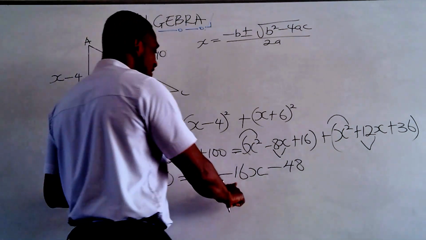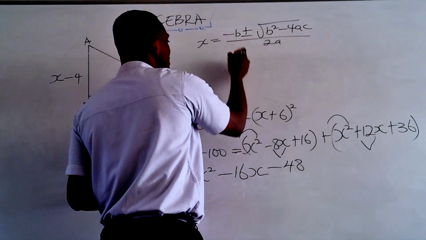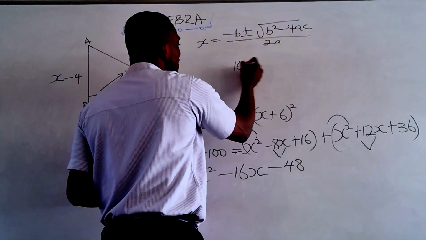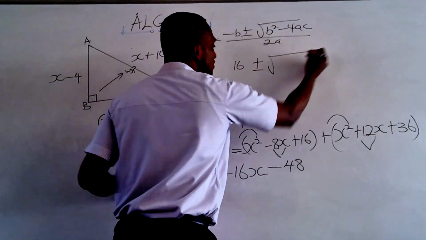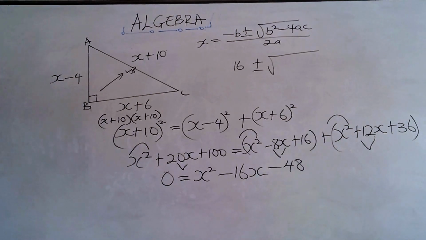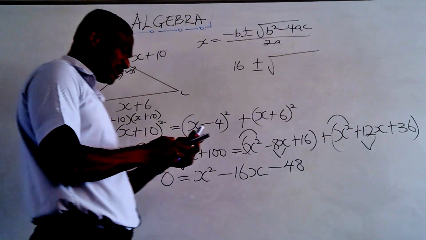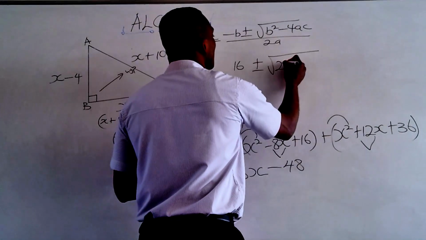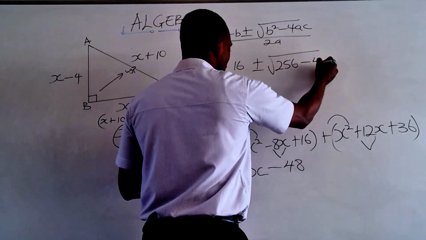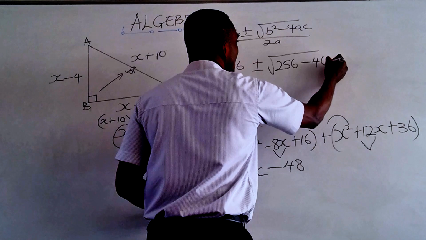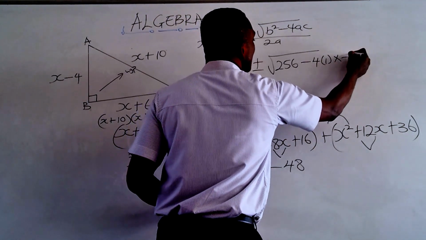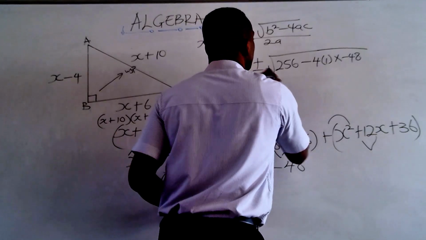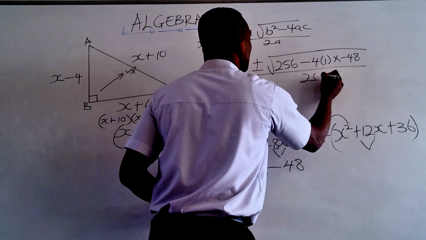Now let's look at this. Minus b, where b is 16, minus 16 is 16, plus or minus square root of 16 squared. So if we have 16 squared, we have 16 times 16. That gives us 256. We have 256 minus 4 times 1, which is our a, times negative 48, which is our c, all over 2a, 2 times 1.